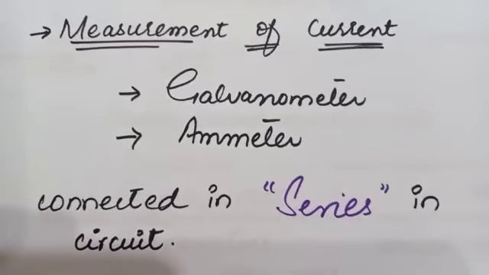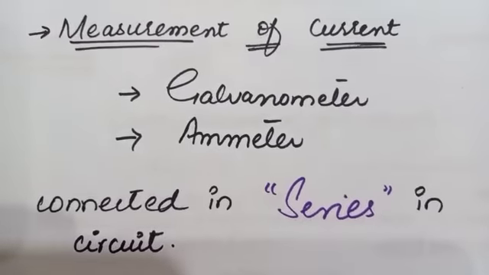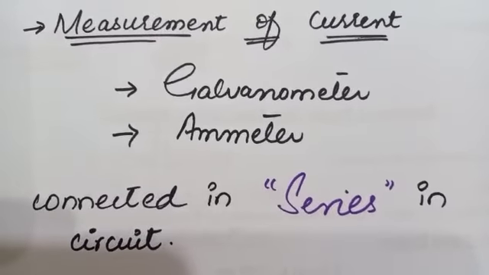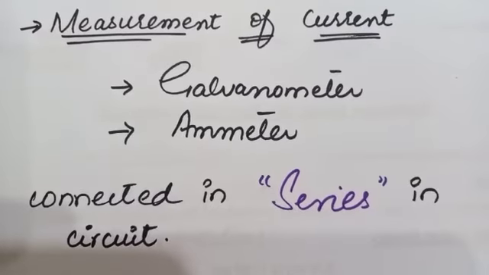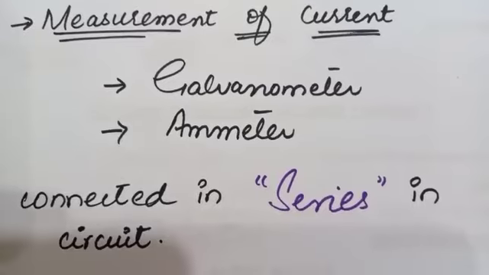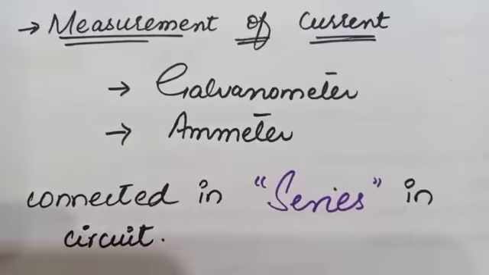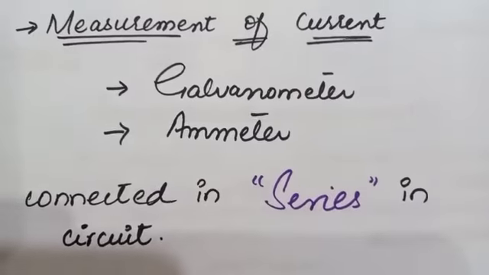After suitable modification, the galvanometer can be converted into an ammeter. After adding a small resistance, the galvanometer is converted into an ammeter. A large current range such as 1 ampere to 10 ampere can be measured by using an ammeter.